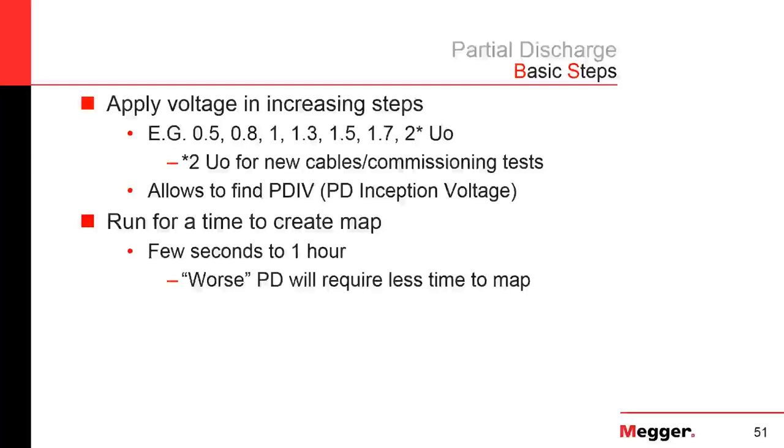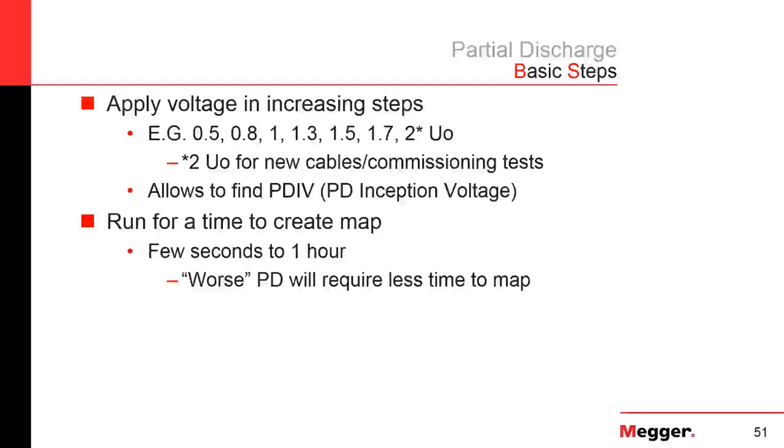As you're increasing the voltage, you'll come to a point where you need to create a map to locate the point on the cable that the partial discharge is. And this can take anywhere from a few seconds to an hour to create this map. Partial discharges that are more severe are easier to detect and they require less time to map.